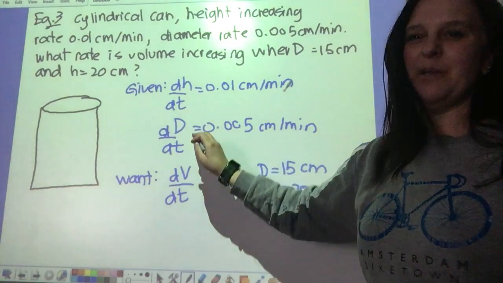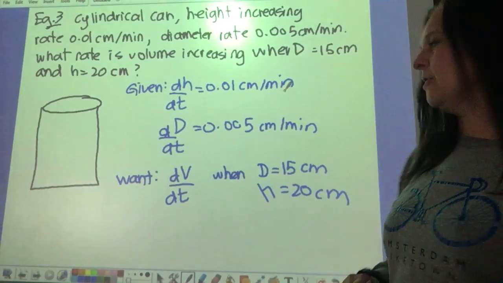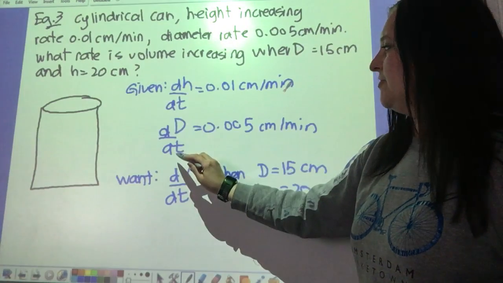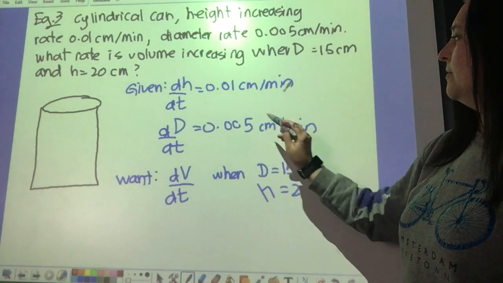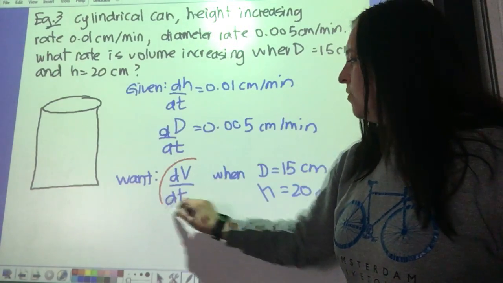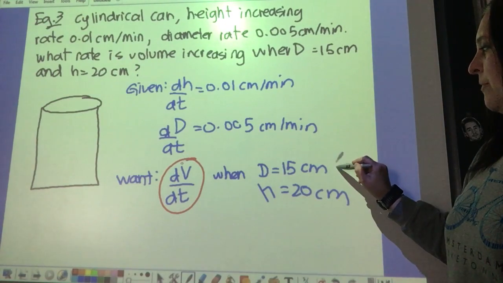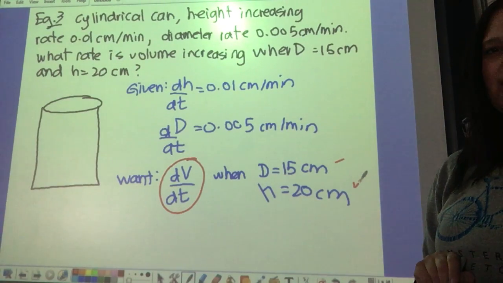The diameter, I used a big D, not a small d for diameter like we normally do, because the d's are kind of representing our derivatives. So the diameter is changing at a rate of 0.005 centimeters per minute. That's all given in the question. We want the rate at which the volume changes. And they tell us that the diameter is 15 and the height is 20 centimeters.